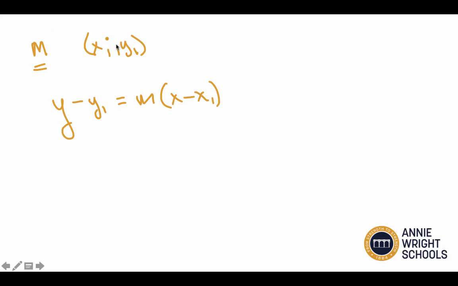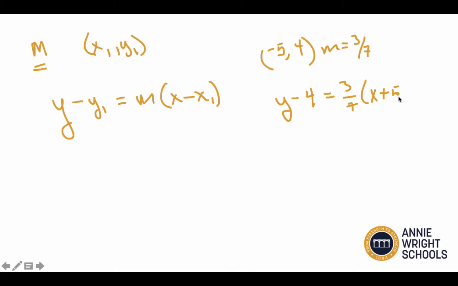Can you find a slope? Can you find a point? So if I give you a point, here's a really easy example. It goes through the point -5, 4, and it has a slope of, I don't know, 3/7. Then the equation of this line is y minus the y coordinate equals the slope times x minus the x coordinate. X minus a -5 becomes x plus 5.